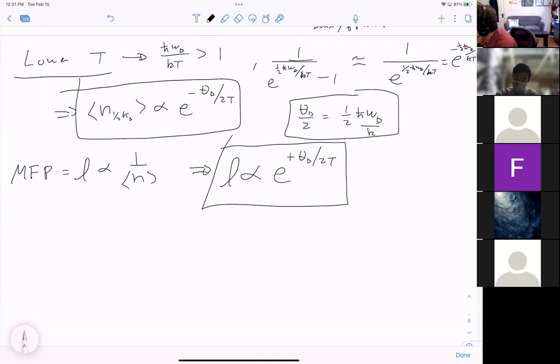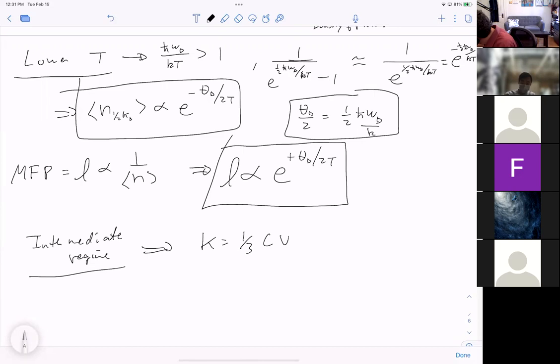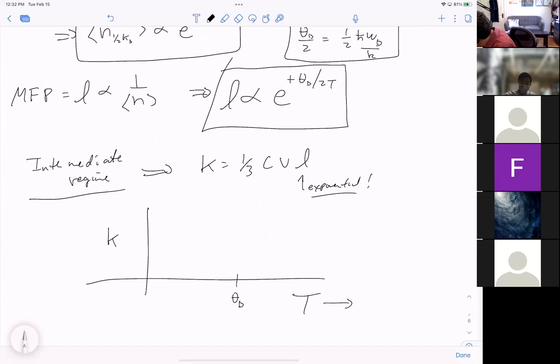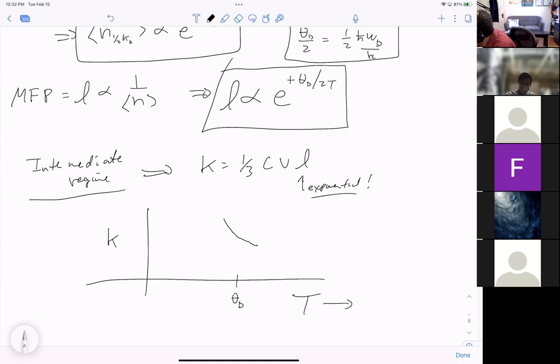And so that then is the dominant. So for the intermediate temperature regime, I see that because I have K equals 1/3 C V v l, and this is exponential, the dominant term is always the exponential term. And so we see then that the thermal conductance in this intermediate regime, K versus temperature, is going to be exponential. It's going to be e to the theta Debye over 2T. And then the question becomes, what happens in the high temperature regime and what happens in the low temperature regime? And so that's what we'll talk about next time.